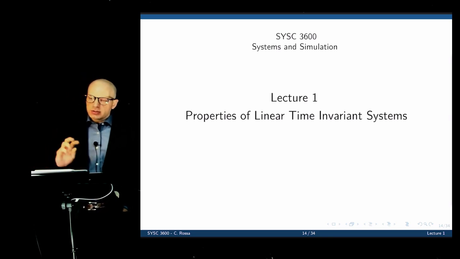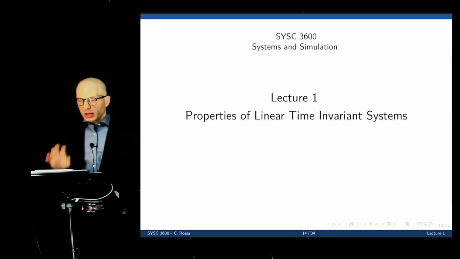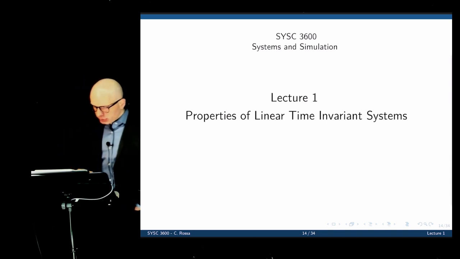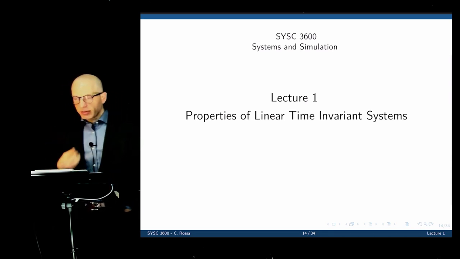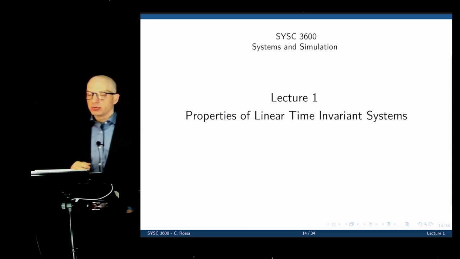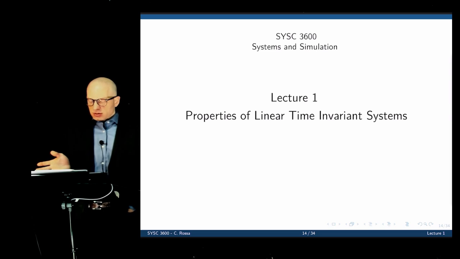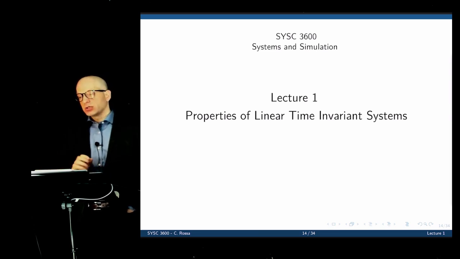Here we're going to limit that to linear time invariant, and that will be the basis of everything you're going to see in the class. All the operations that we're going to use, the mathematical foundations in this class, we will assume the systems to be linear and time invariant. So this lecture is relatively basic. We're going to see what that means, and of course we're going to see what a system is.